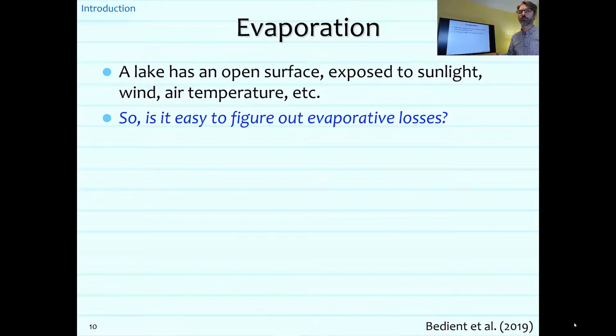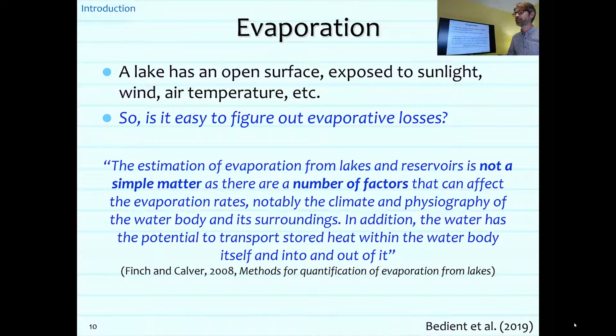Looking again at a more realistic situation then, we have a lake as an example. A lake has an open surface, it's exposed to sunlight, wind, air temperature, and so on. And so the next question is, is it easy to figure out evaporative losses from a lake? And the answer is, unfortunately, not. The estimation of evaporation from lakes and reservoirs is not a simple matter, as there's a number of factors that can affect the evaporation rates. Notably, the climate and physiography of the water body and its surroundings.